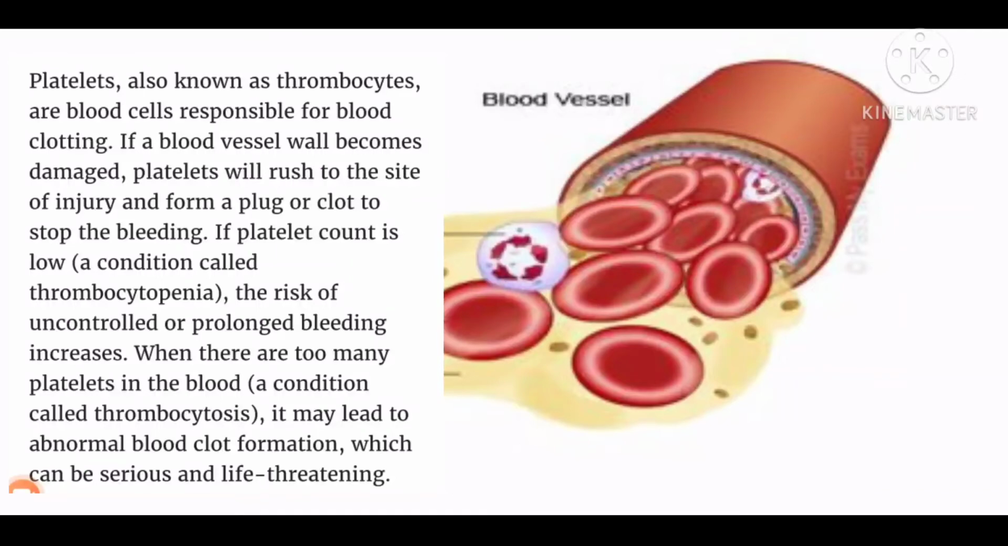If platelet count is low, the risk of uncontrolled or prolonged bleeding increases. When there are too many platelets in the blood, it may lead to abnormal blood clot formation.